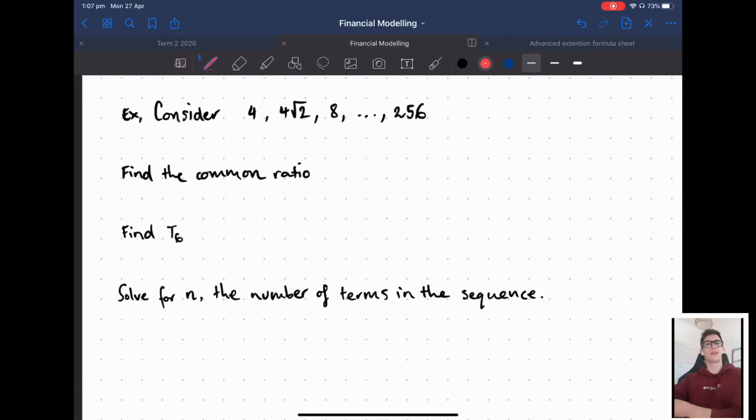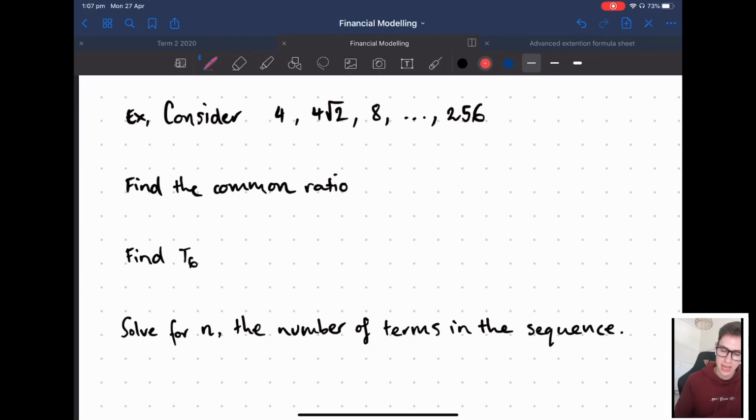Okay, the only thing that's going to be a little bit yucky about this one is that we're dealing with some roots. Otherwise, it's the same idea. So, considering this sequence here that has a finite number of terms, it finishes. It's not infinite. Okay, we're going to find the common ratio.